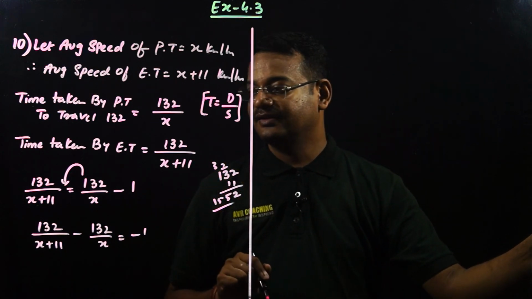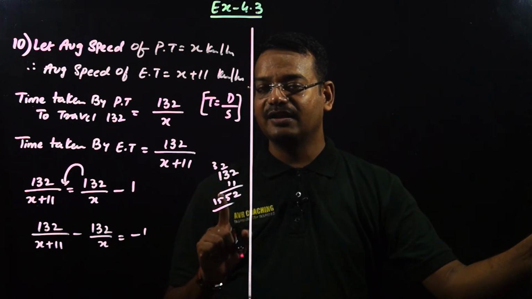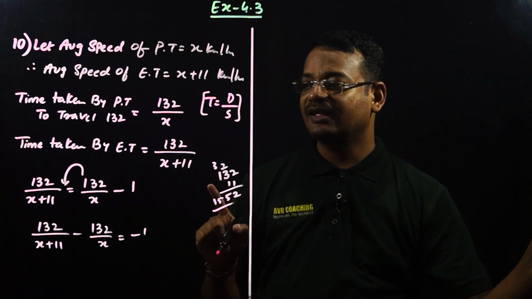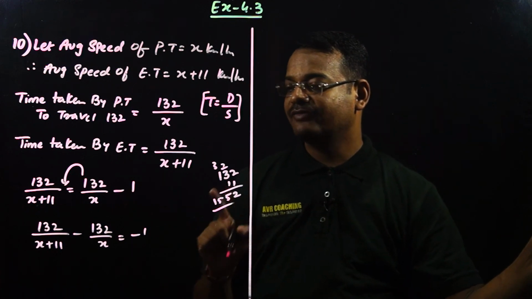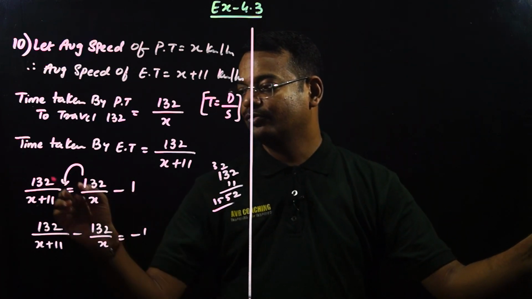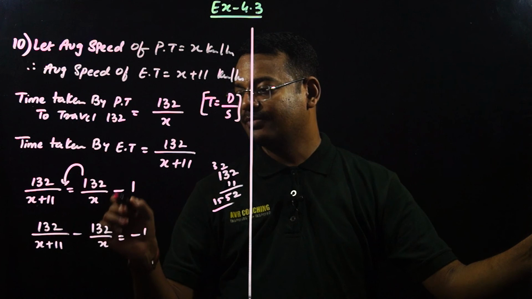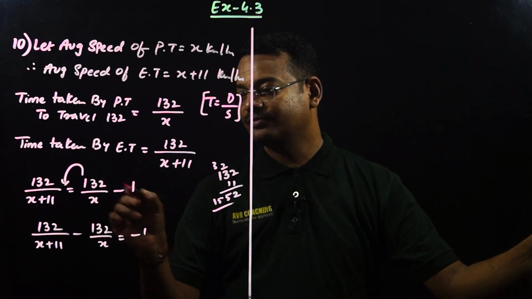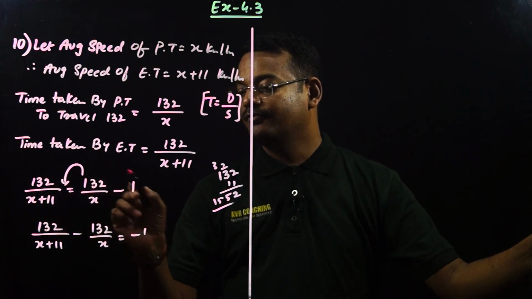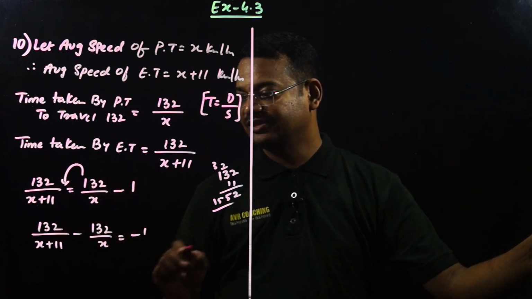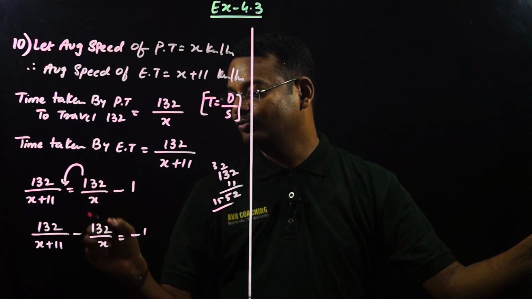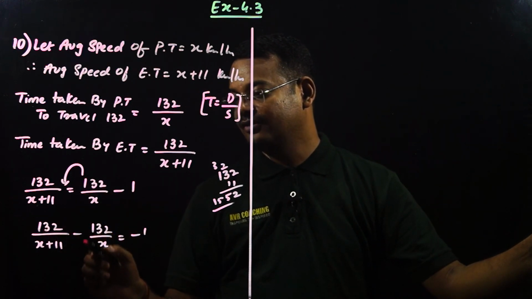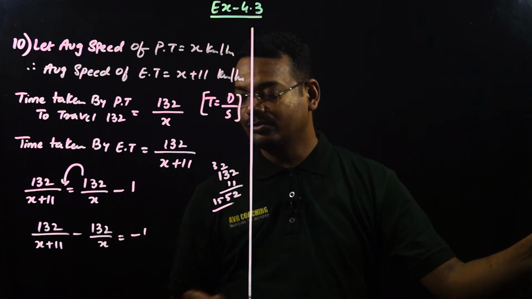Now it is said that the express train takes 1 hour less than the passenger train to travel a distance of 132 kilometers. So the time taken by the express train is equal to the time taken by the passenger train minus 1, because the express train is taking 1 hour less than the passenger train. So when we bring 132 by x to the left hand side, it becomes 132 by x plus 11 minus 132 by x equal to minus 1.